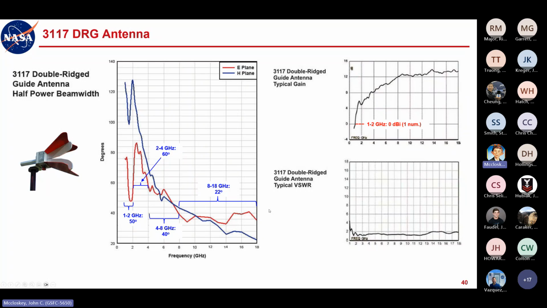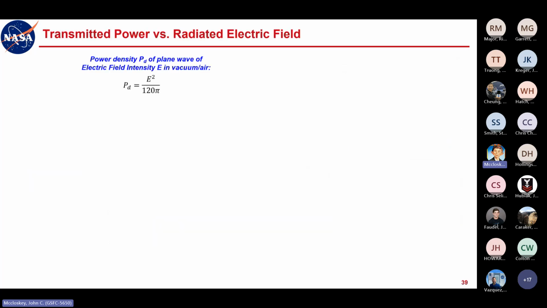And then there's another thing here on the gain curve. Our worst case is 5 dBi or a little over 3 numeric. 4 to 8, it's 8 dBi or a little over 6 numeric. And then from 8 to 18, it's 12 dBi or 15 numeric. So that's where this previous chart comes in.